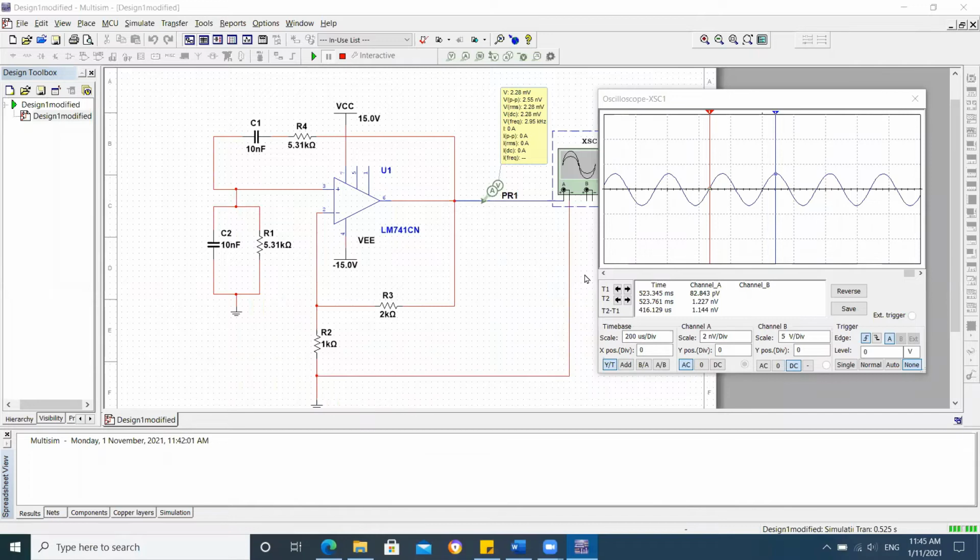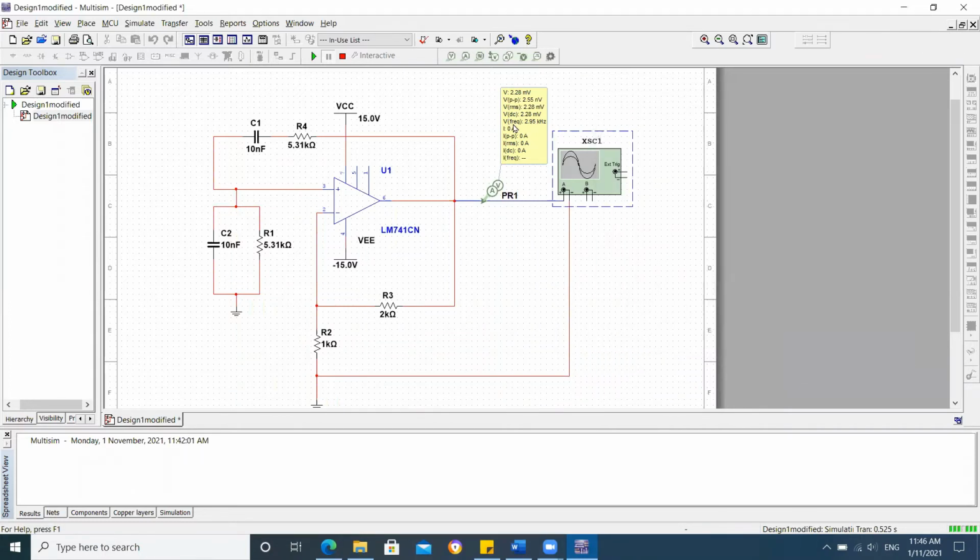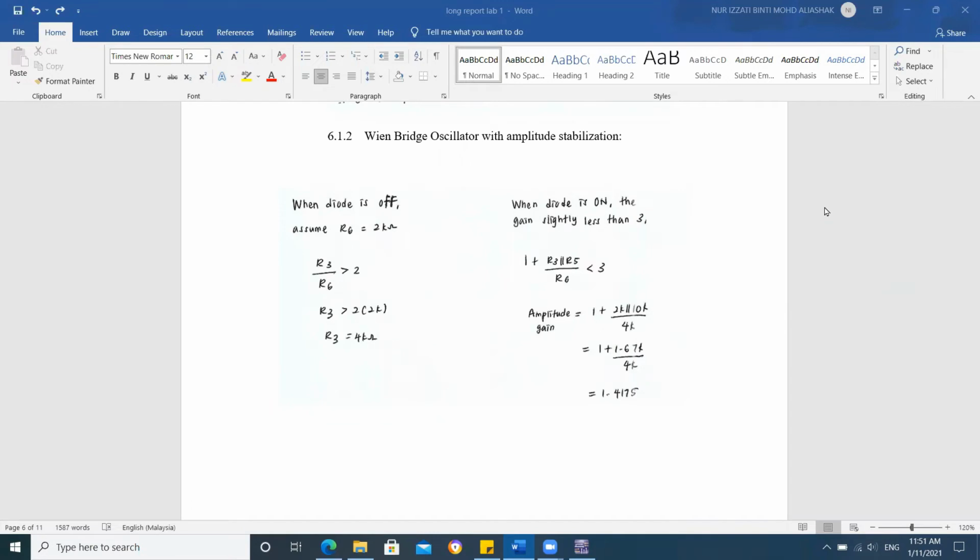This is the output waveform for the Wien bridge oscillator without amplitude stabilization. We can observe that the peak of the output waveform is equal to 1.144 nanovolt. The peak value is small. And we also can observe the output frequency for the oscillator is 2.95 kilohertz, which is close to the given output frequency 3 kilohertz. The second condition is a Wien bridge oscillator with amplitude stabilization.